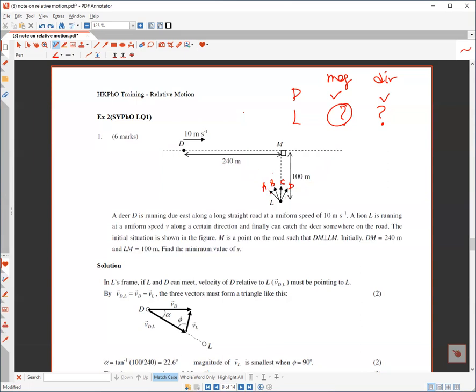Then compare C and D. D takes a longer time for the deer to reach this point, such that the lion can use a smaller speed. But you may argue that compared to C, D takes a longer distance than C.